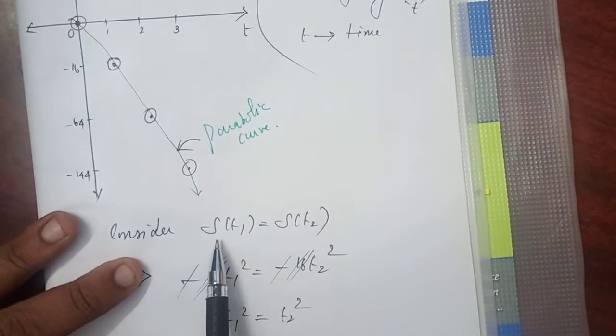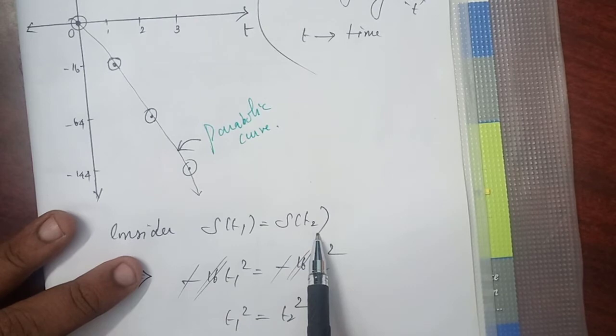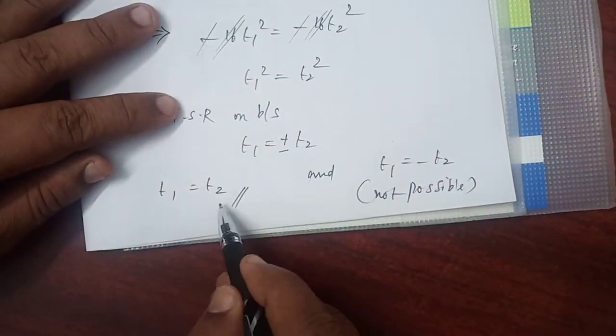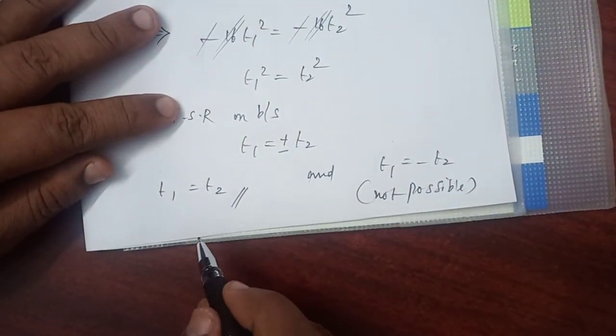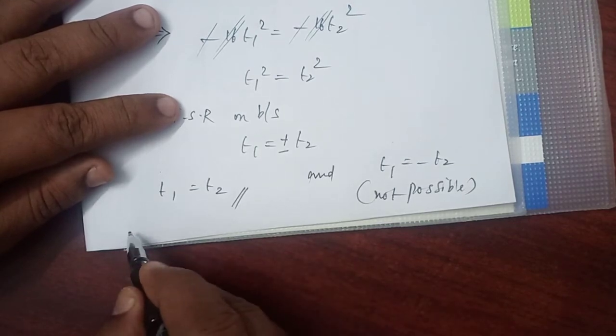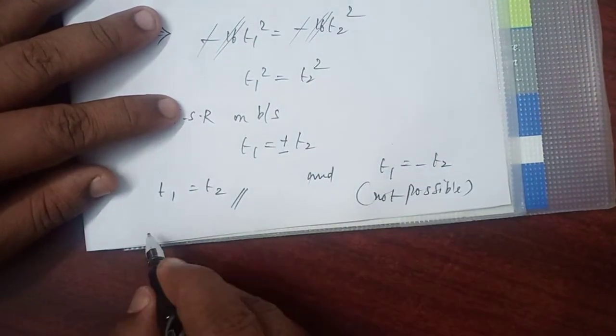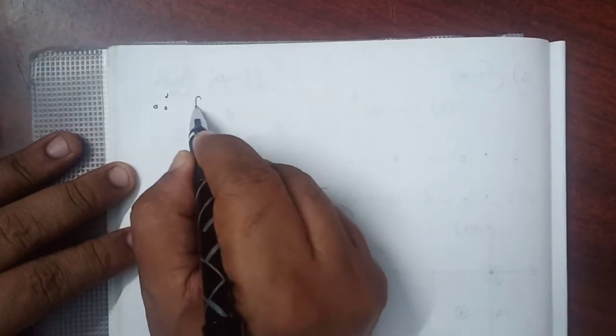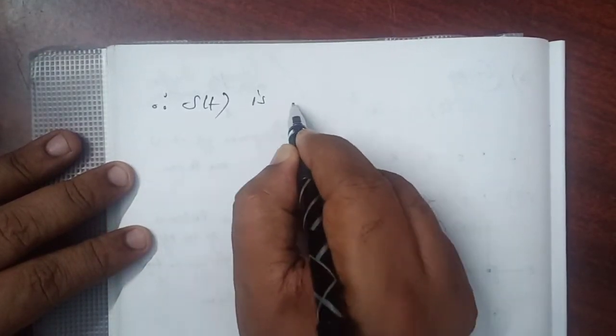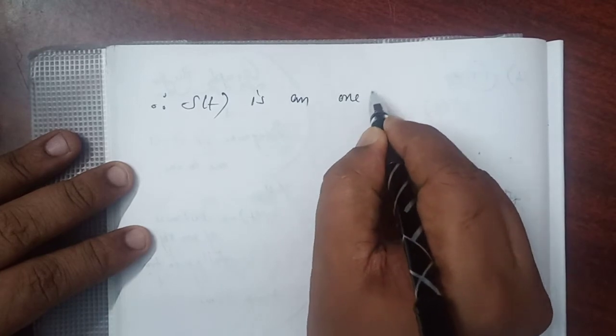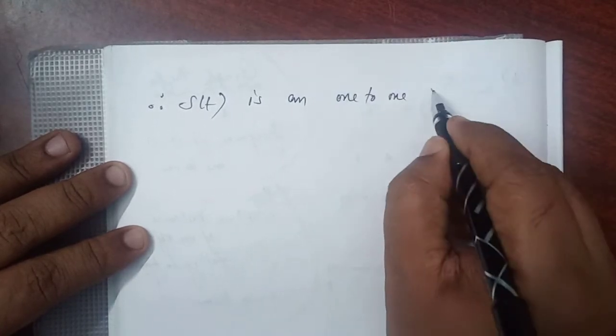So we considered s of t1 equals s of t2. Finally we have proved t1 equals t2. Therefore s of t is a one-to-one function.